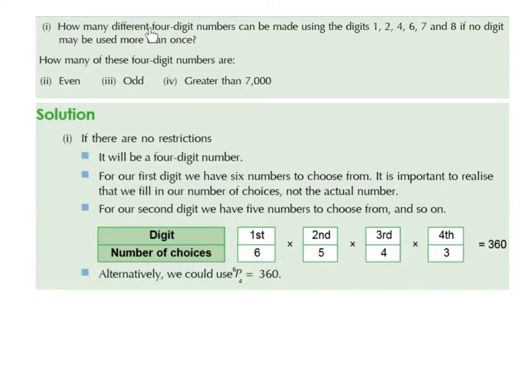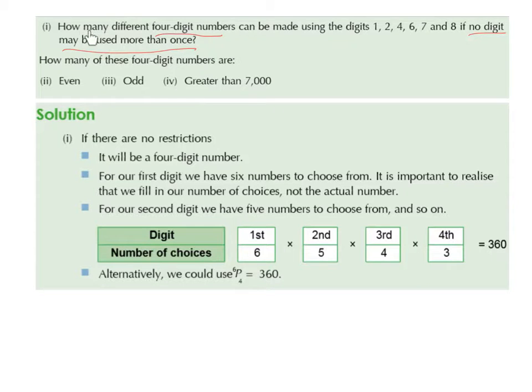How many different 4-digit numbers can be made using the digits 1, 2, 4, 6, 7 and 8 if no digit may be used more than once, so no digit can be repeated? How many of these 4-digit numbers are even, odd or greater than 7,000?